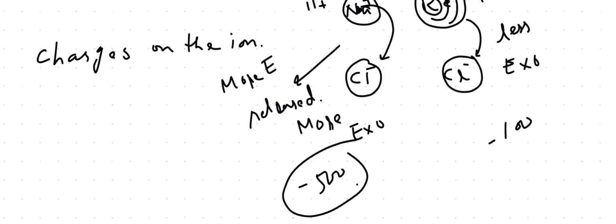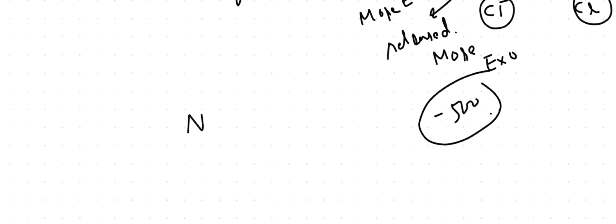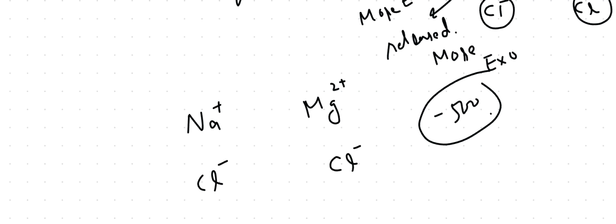Okay, then the second thing is the charges on the ion. If I'm gonna compare sodium with magnesium, the same chloride, what do you think? Which one would be more exo?